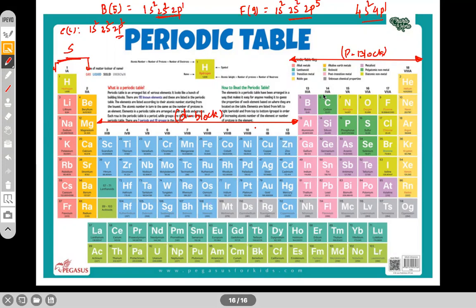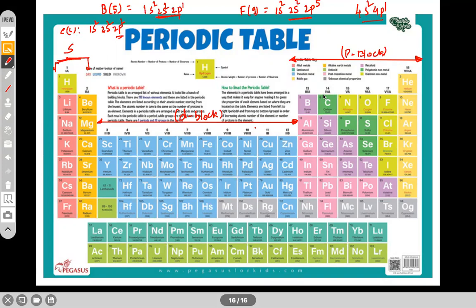Okay? That's fine. 50-60% is more than enough. But again, you have to revise it before the next class. In fact, I would suggest that you must revise the periodic table before every class. Just go through it once, and you will have a better idea of it. It's very important.